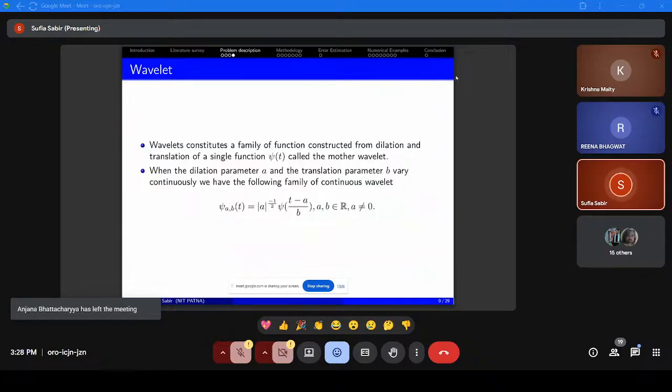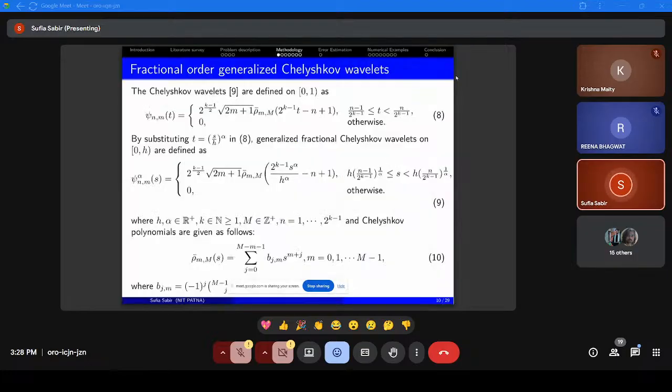So in this slide, we have defined some definitions of wavelet. A wavelet is a special type of function that is obtained by dilation and translation from the mother wavelet. When we continuously vary this dilation and translation parameter, we have the following family of continuous wavelets, which is given in the slide.